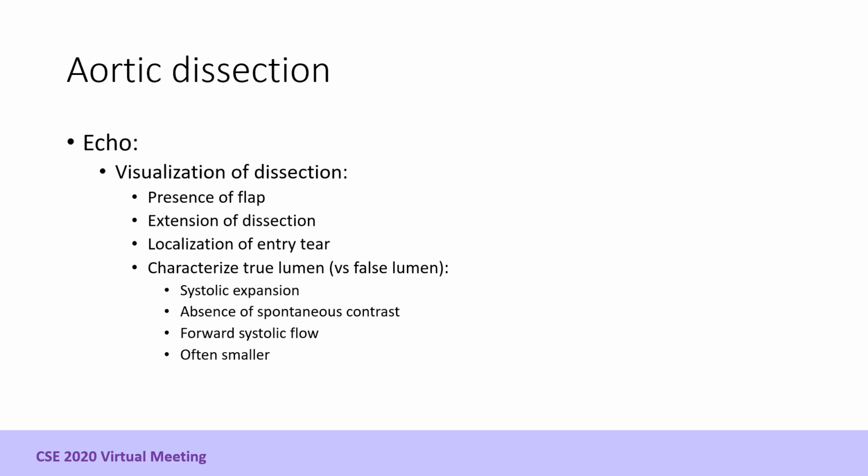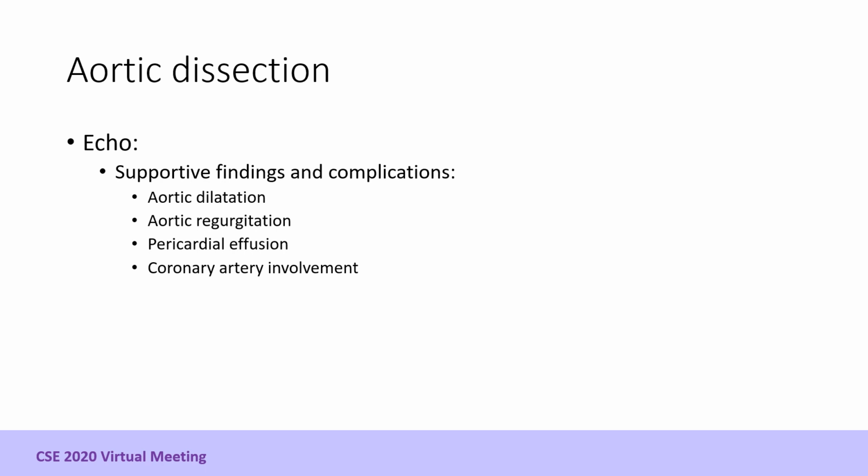The true lumen exhibits forward flow in systole with no spontaneous contrast being present, whereas the false lumen may show evidence of spontaneous contrast or even thrombus formation. In making a diagnosis of aortic dissection, it's also important to look for the company it keeps. Aortic dilation is the biggest risk factor for aortic dissection.